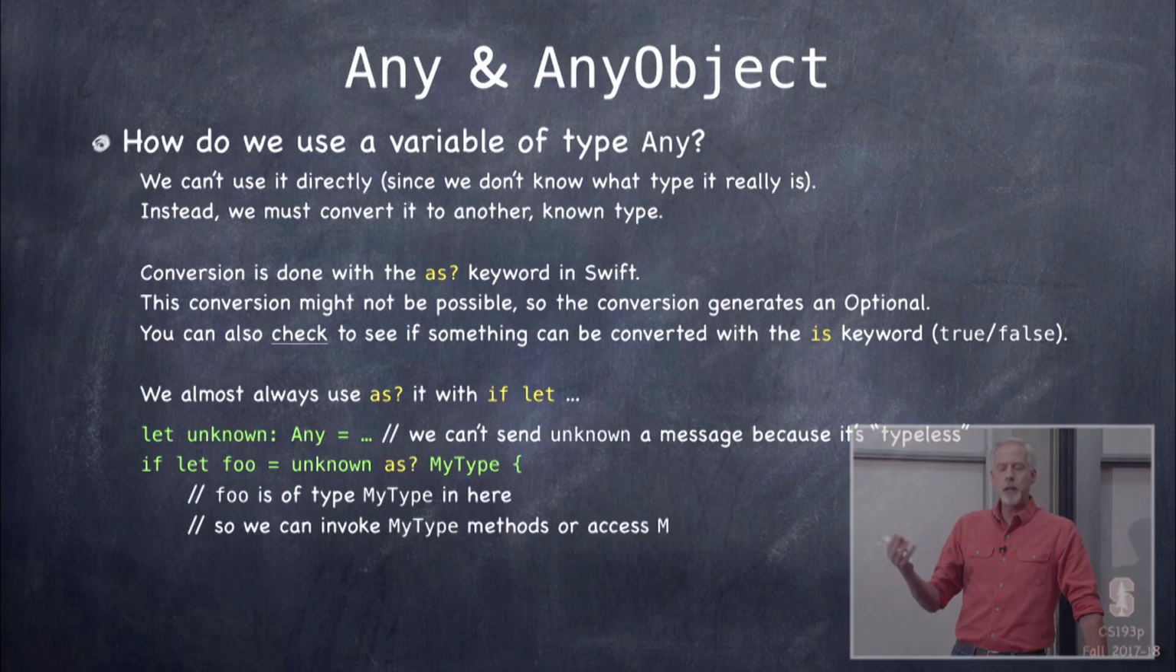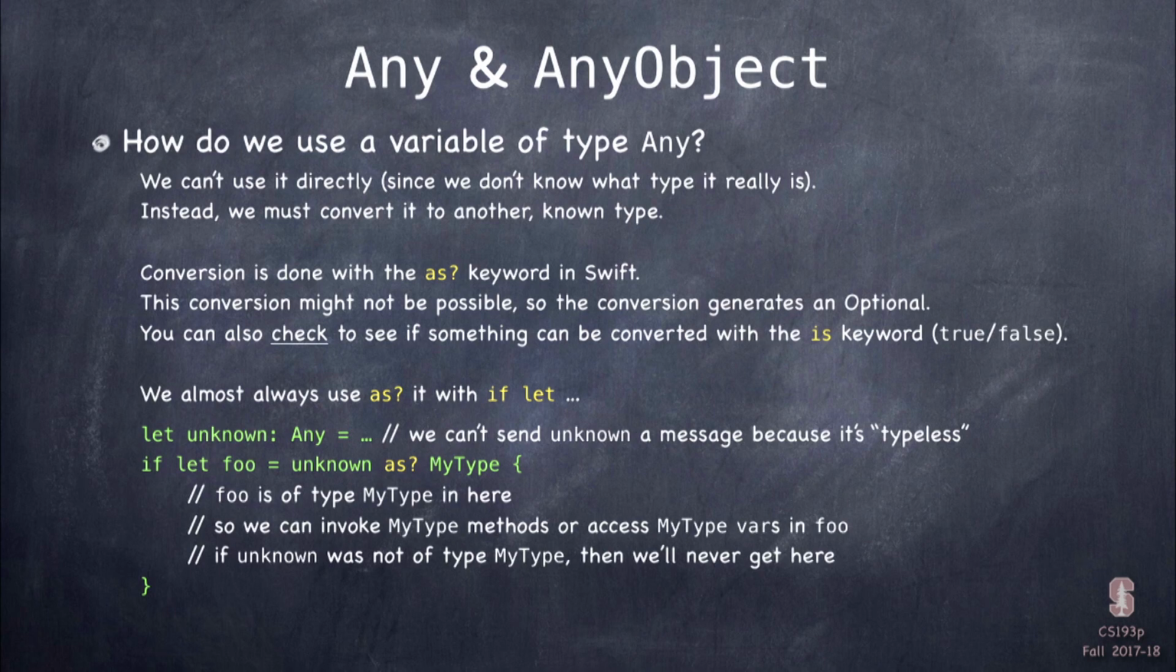So here's an example. It's best learned by example. Let's say I have a var called unknown, which is of type Any. So I don't know what's in it. It could be anything in there. And I think that thing in unknown might be of type MyType. I'm not sure, but I think it might be. So I'm going to say if let foo, which is a new variable, equal unknown as? MyType, then inside there I can send messages to foo that MyType understands. So I've just converted unknown into a new variable of type MyType, if possible, by using as.